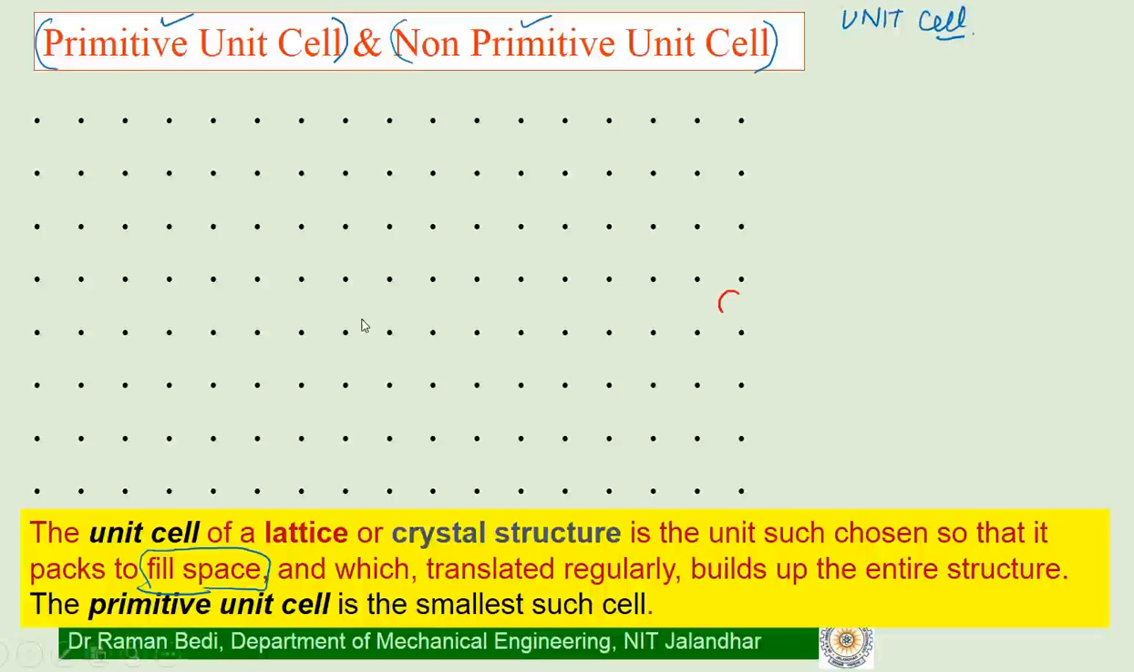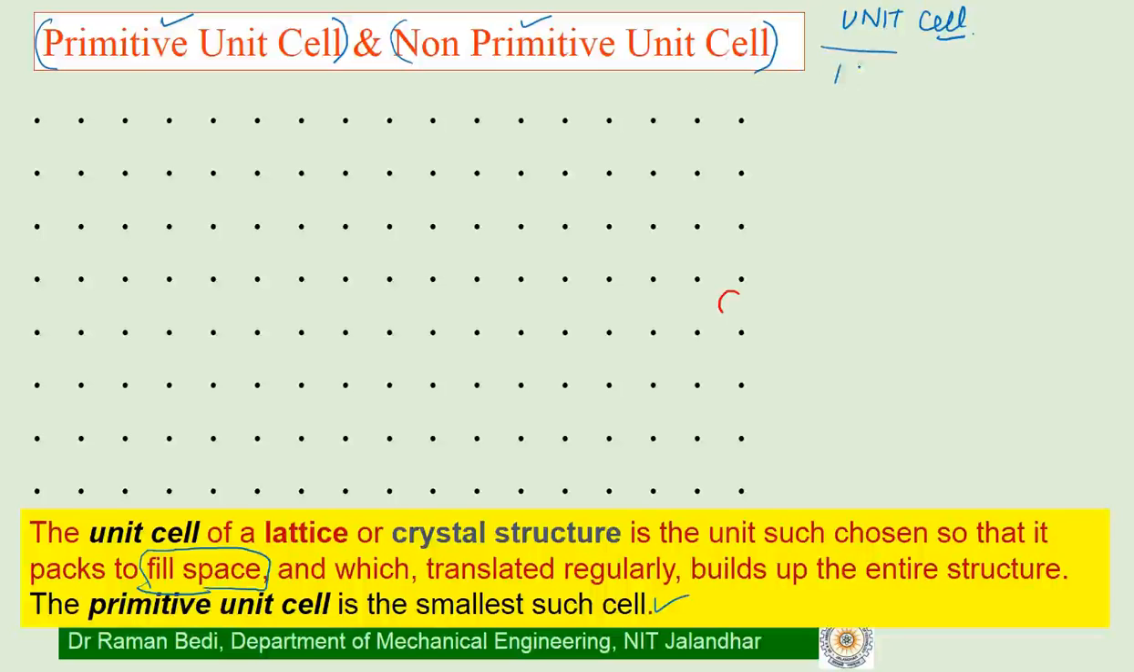So it must be space filling. And the second important thing is that once it is translated regularly, it must build the entire structure. And then we define primitive unit cell. There are a number of definitions of primitive unit cell, but we will give you 2-3 definitions which are conveying the same meaning but slightly in a different way. To begin with, the basic definition is that the primitive cell happens to be the smallest unit cell, which also opens up a point that the unit cell may not be unique.